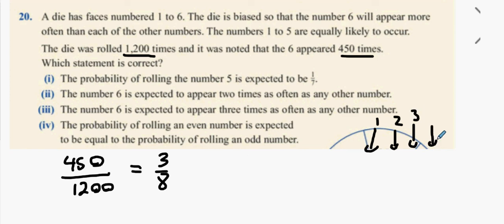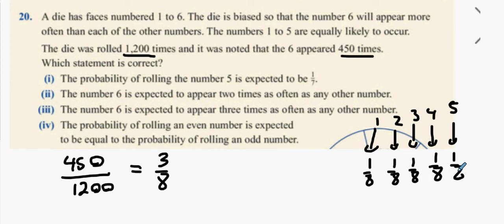Would you agree that the 5/8 is divided amongst numbers 1, 2, 3, 4, and 5? So that'll be 1/8, 1/8, 1/8, 1/8, 1/8. And what did we say 6 was again? And what happens when you add all those fractions together? 1. Yes.